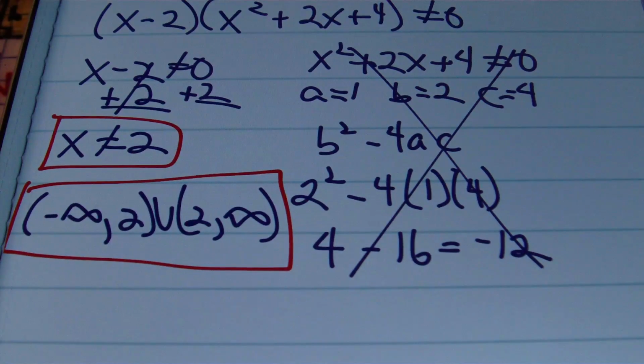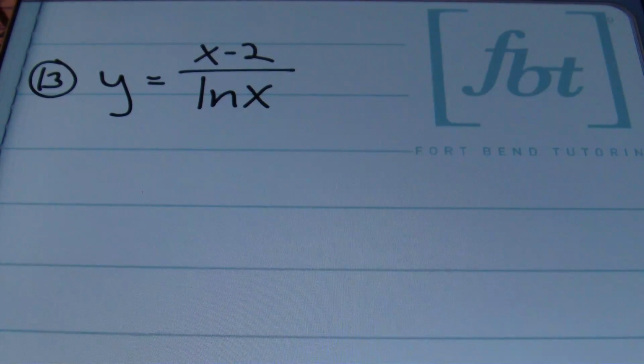Now let's take a look at problem number 13. In problem number 13, we have y equals x minus 2 divided by the natural log of x. We're looking for the domain, which means we need to focus on the restrictions. In this problem, we have more than one domain restriction going on. For one, I can't have 0 in the denominator of this fraction. In addition, I can't take the natural log of 0 or a negative value, so I need to be mindful of that as well.